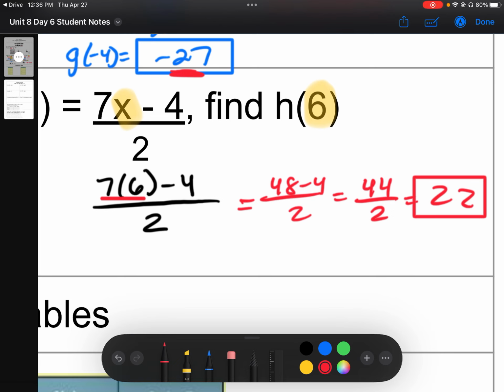Ooh, I messed up. 7 times 6 is not 48. 7 times 6 is 42. Minus 4. It's okay if we make mistakes as long as we catch them, right? 38. 38 divided by 2, 19. All right, 19 is the correct answer.